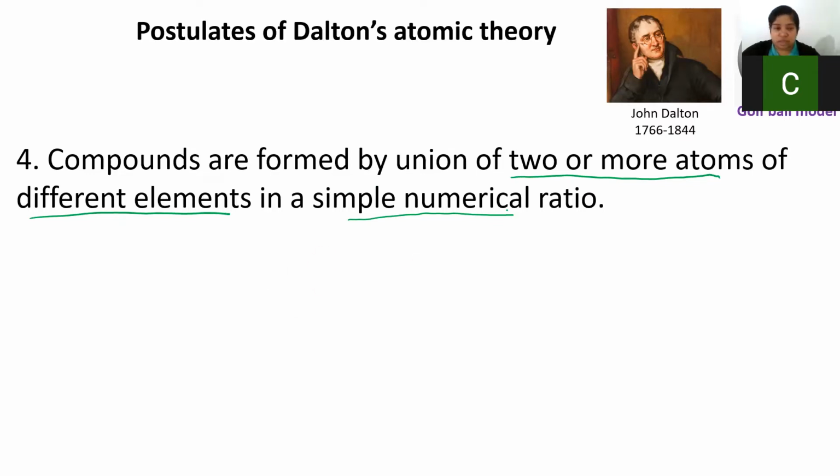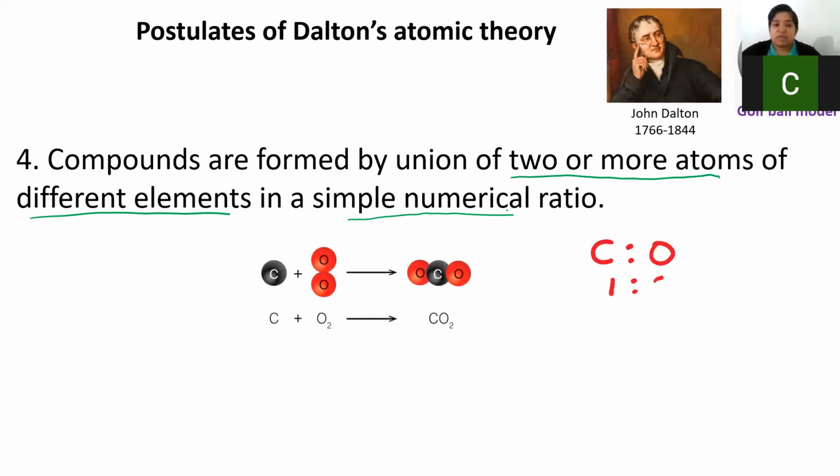Let's see an example. Let's say we have carbon dioxide making reaction. We combine carbon with oxygen and we get carbon dioxide. Here you can see carbon to oxygen ratio is 1:2. So we have different elements. Our two different elements are carbon and oxygen.